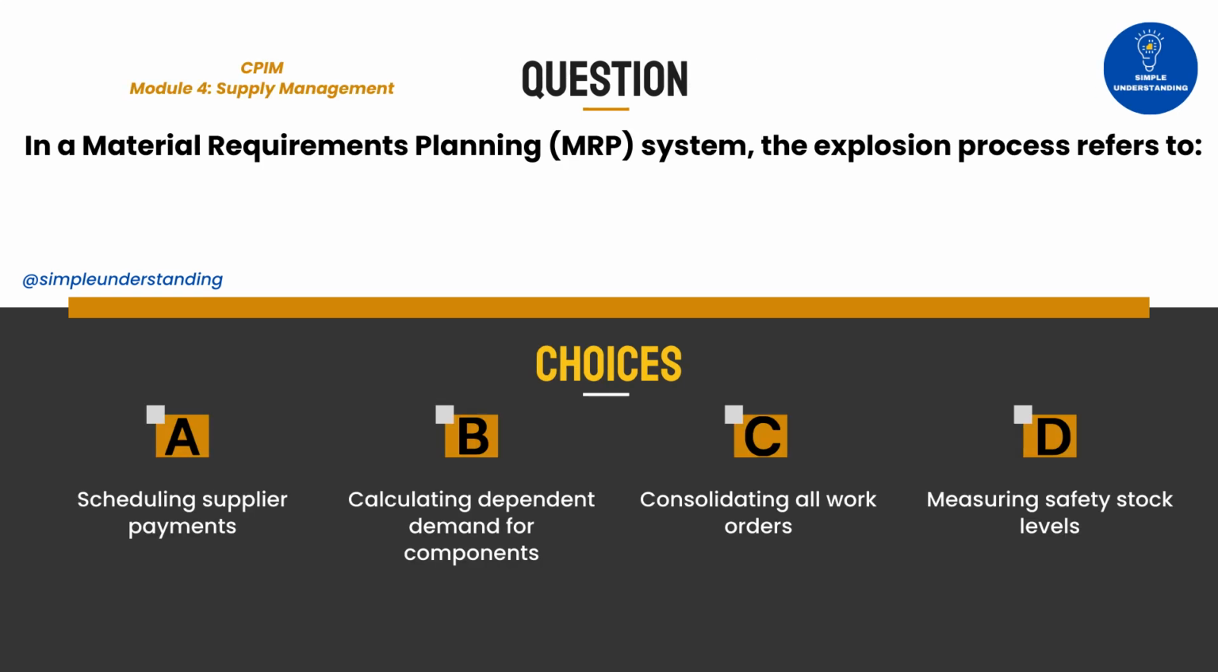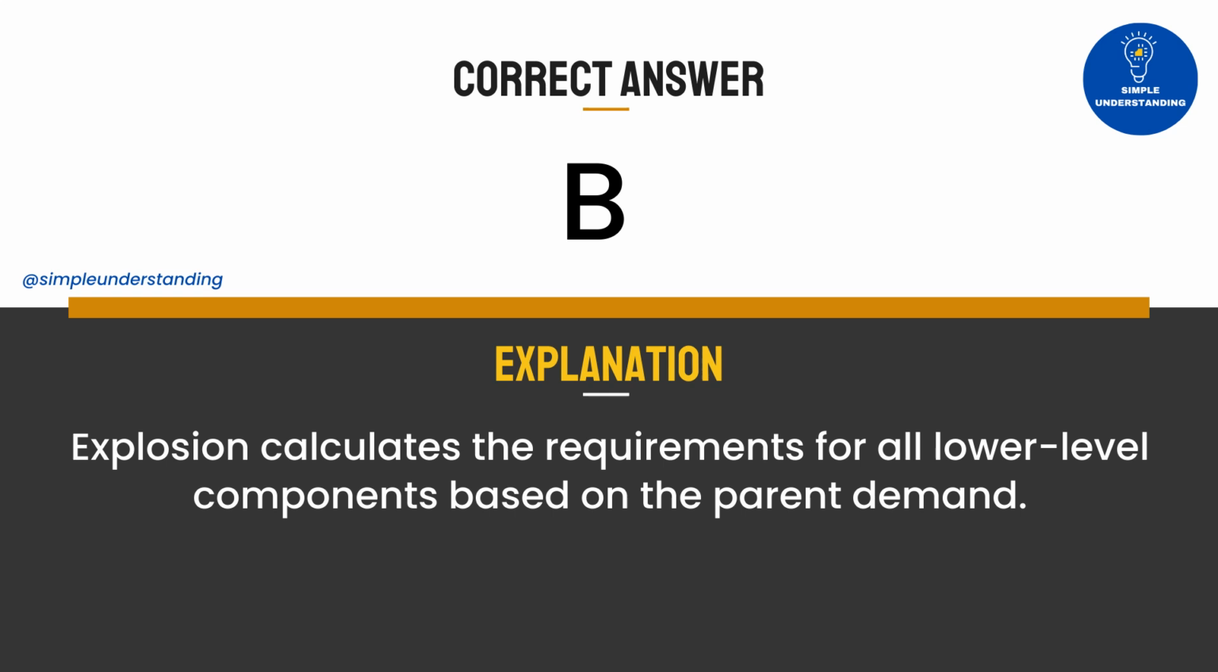Question 6. In a material requirements planning, MRP, system, the explosion process refers to A. Scheduling supplier payments. B. Calculating dependent demand for components. C. Consolidating all work orders. D. Measuring safety stock levels. Correct answer: B. Explanation: Explosion calculates the requirements for all lower-level components based on the parent demand.